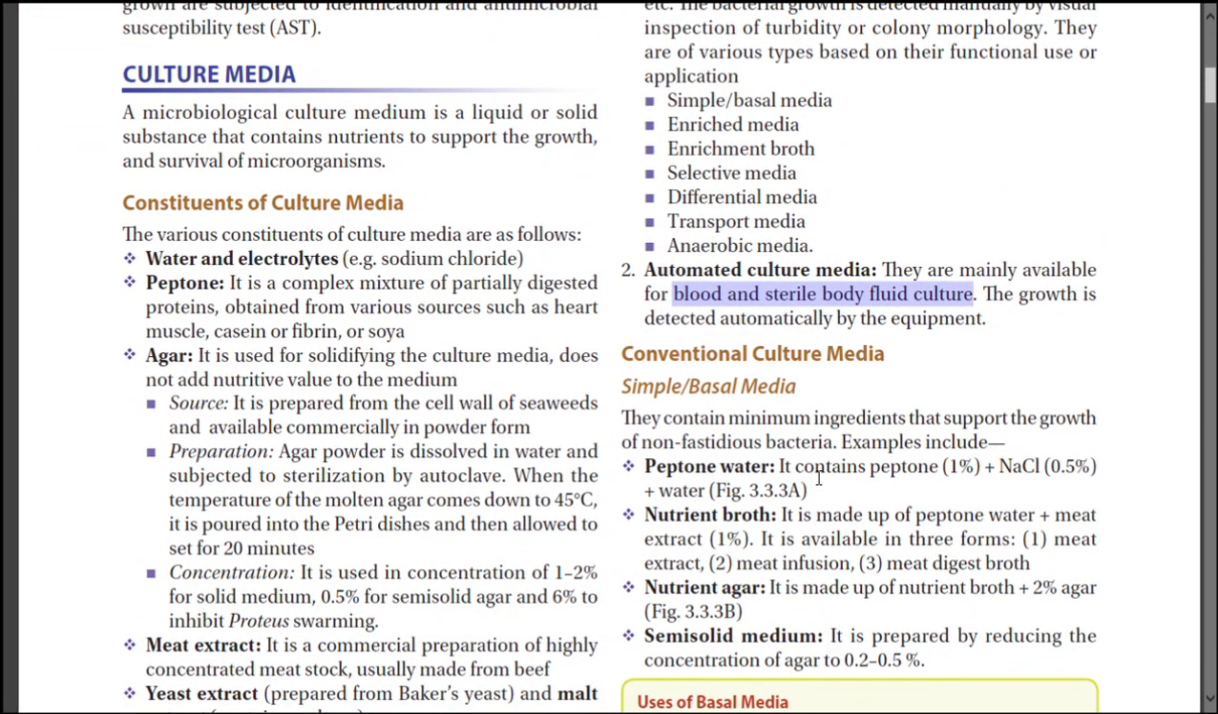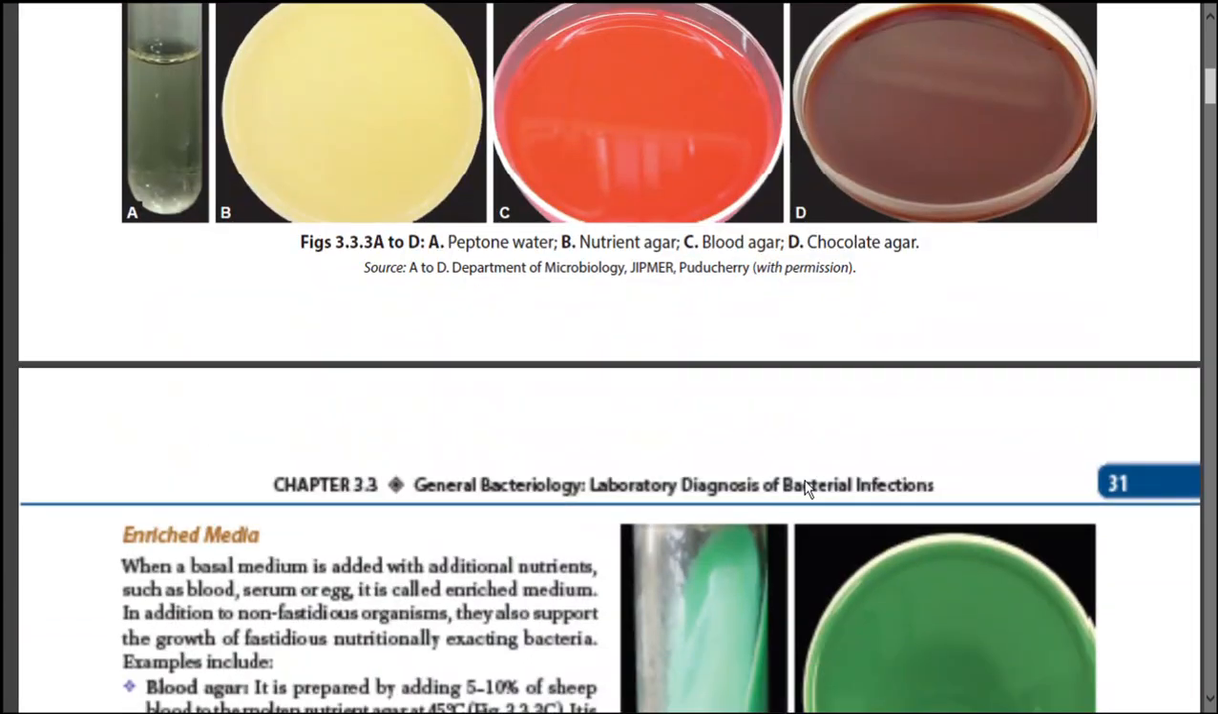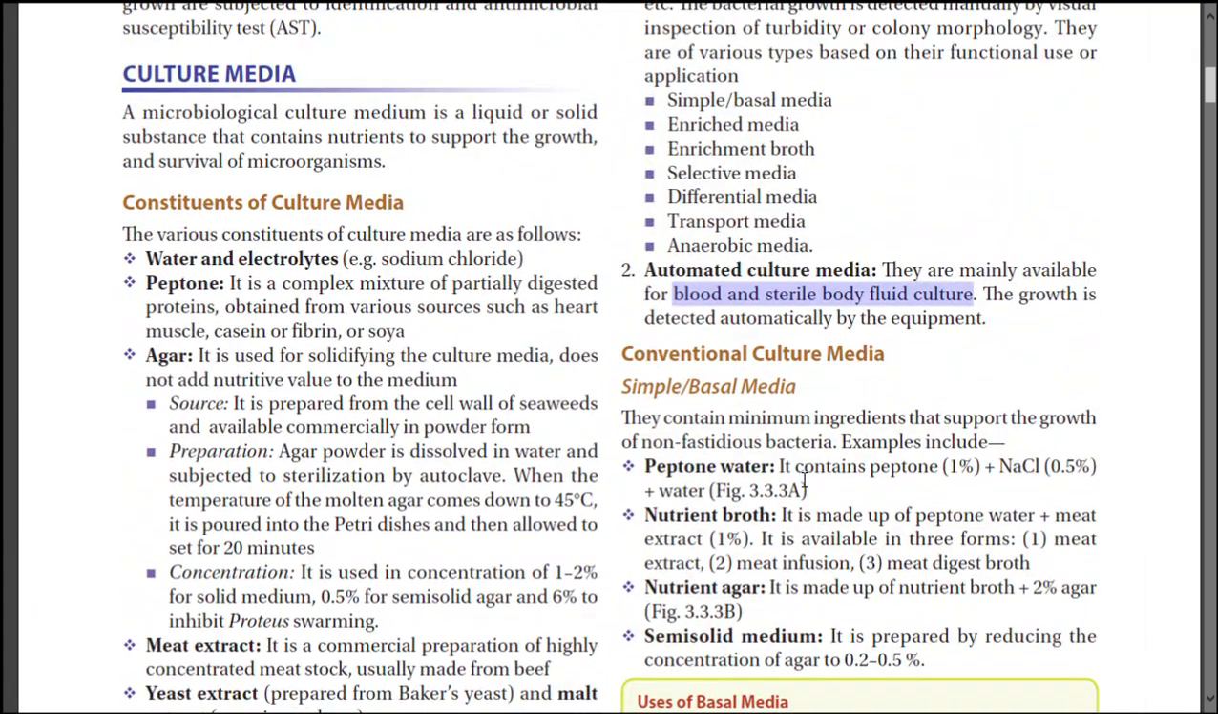Next, for conventional culture media, we will be seeing in detail about simple or basal media. They usually contain minimum ingredients which will support the growth of non-fastidious bacteria. So what do you mean by non-fastidious?